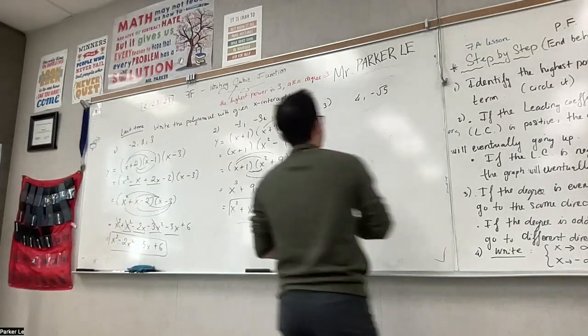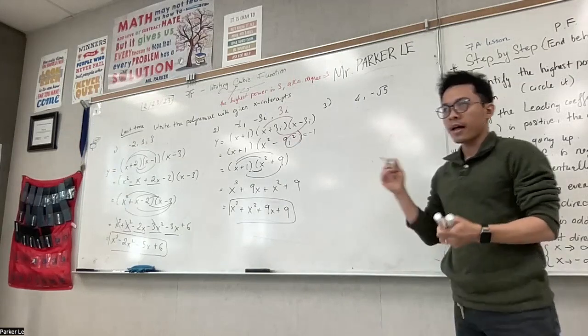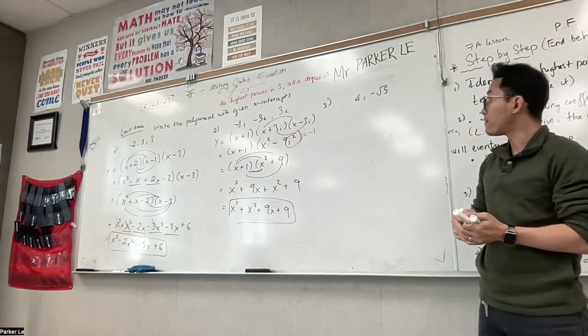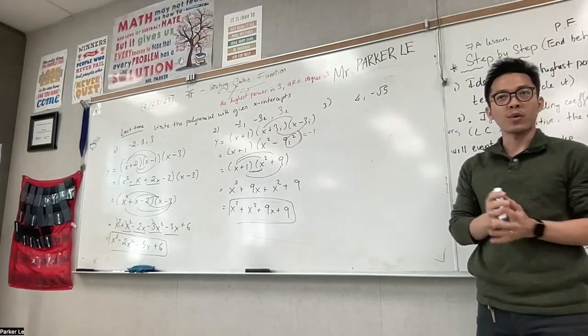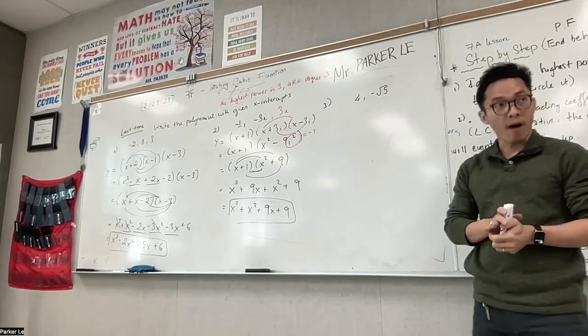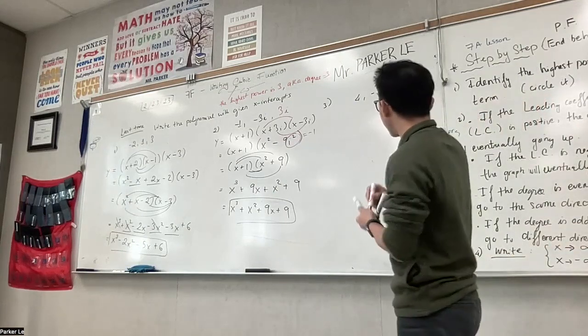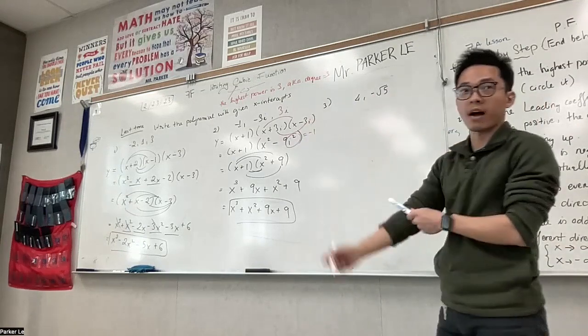All right, number 3. I have 4 and negative square root of 5. What do I need to do? Positive square root of 5. Very good. Remember the i and the square root, they come in pair.